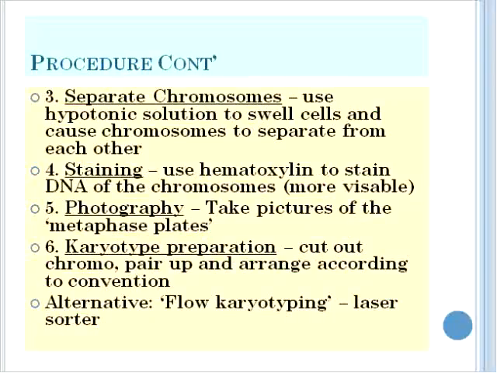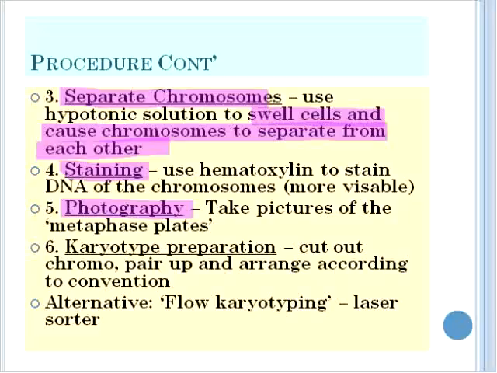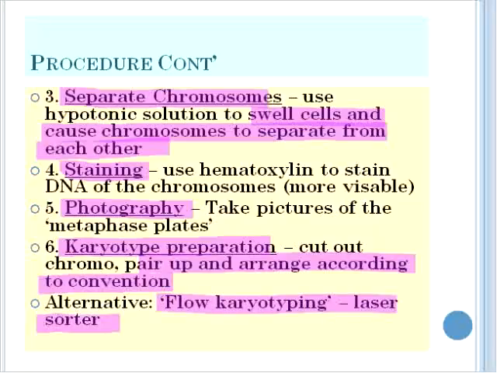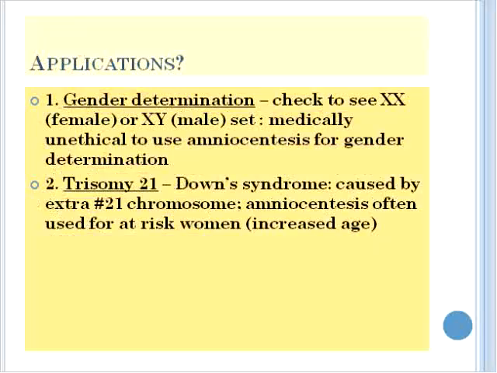Then the cells are burst, lysed, which causes the chromosomes to separate from each other. They're then stained, a picture is taken, and then the chromosomes are cut out and arranged, paired up according to convention, size and banding pattern. Further technology which can be used is flow cytometry, which involves a laser sorter. But the end result is the same. Chromosomes are paired according to banding pattern and size.